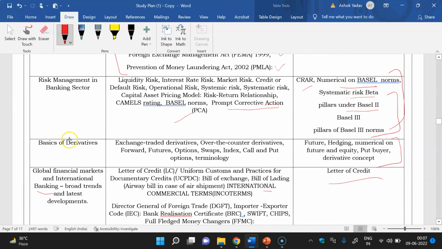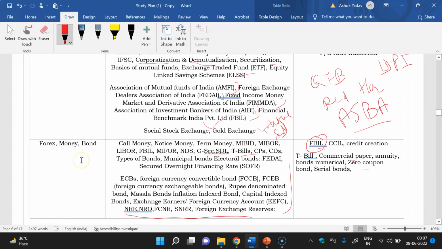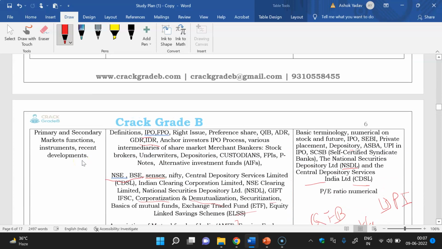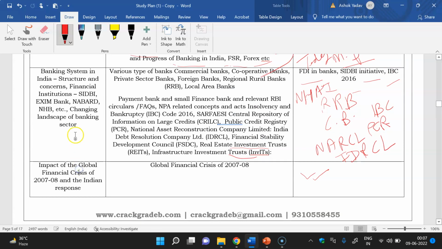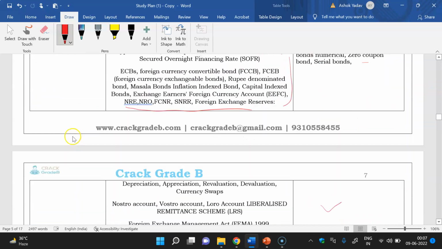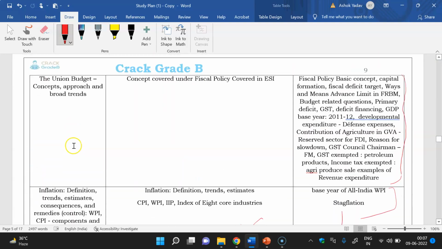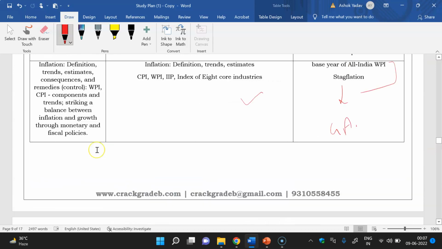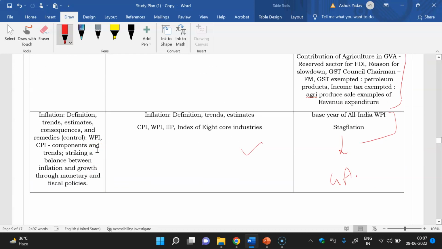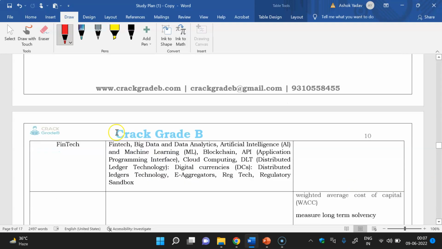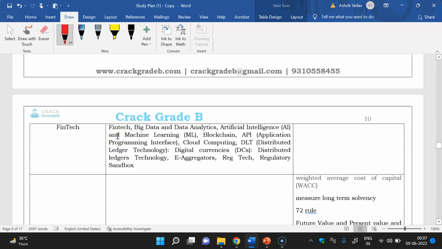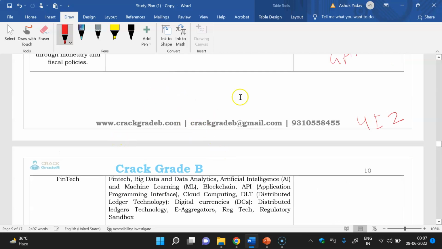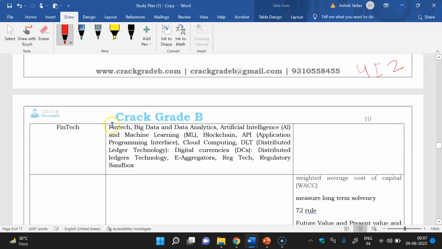Global financial markets are important, as are risk management in the banking sector, the global financial and currency system, banking system, monetary policy, and inflation. Inflation is in the news nowadays because the RBI MPC is not able to maintain the target of ±2 given to them by the government. So they can ask a question by linking it with the MPC.